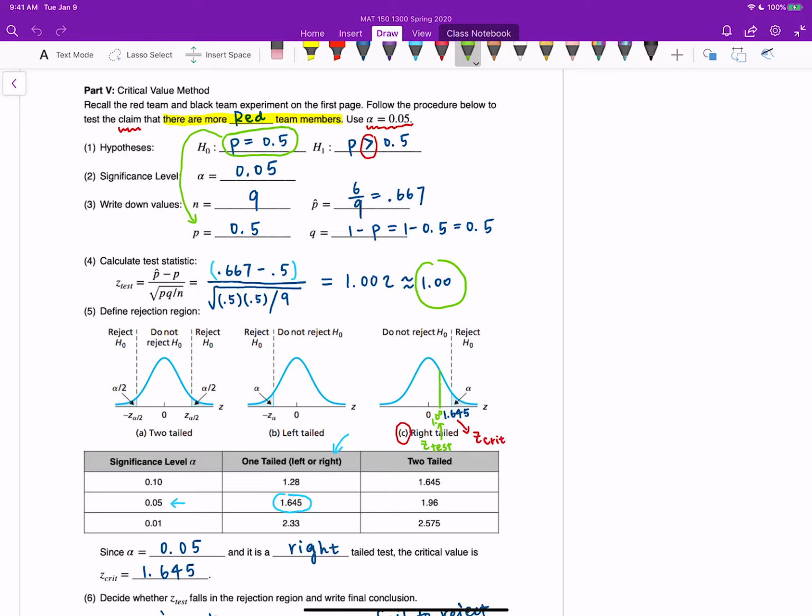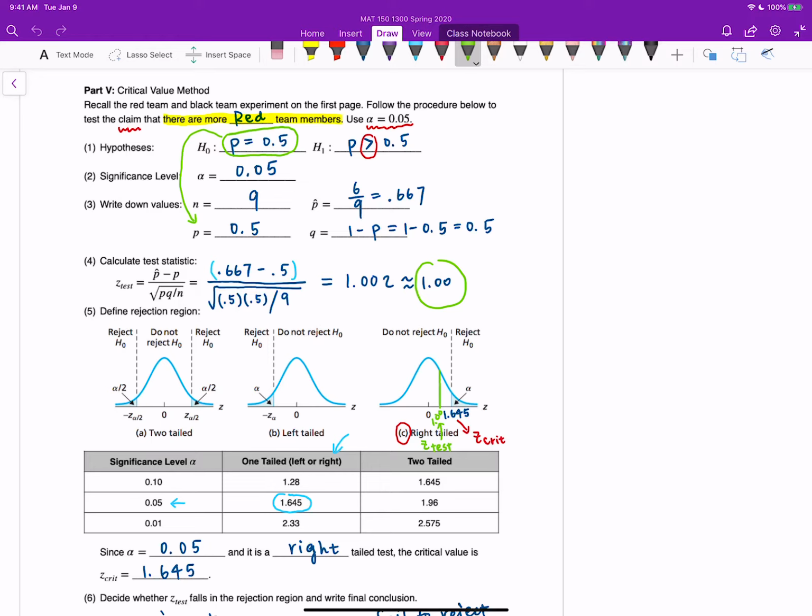The example we did was test the claim that there are more red team members. According to our class results, out of 9 students who participated, 6 of them obtained a red card. And then based on our sample results, we want to see whether or not there are more red team members in the true population.